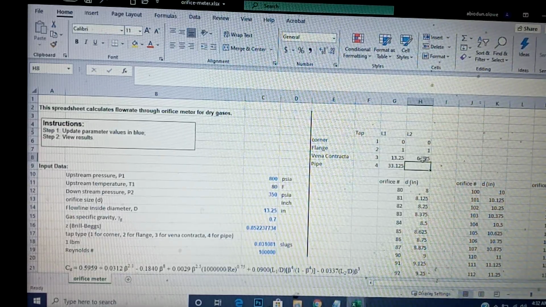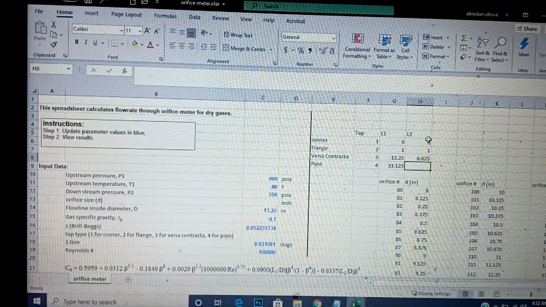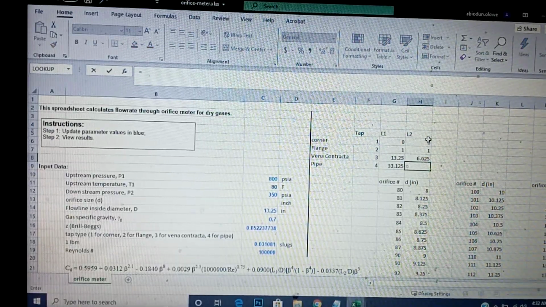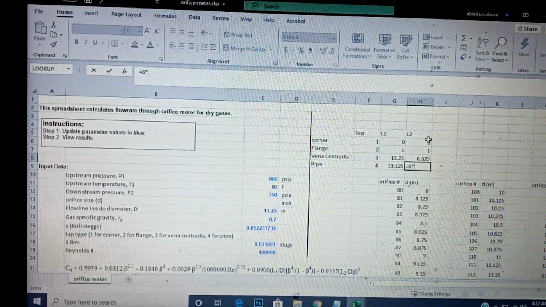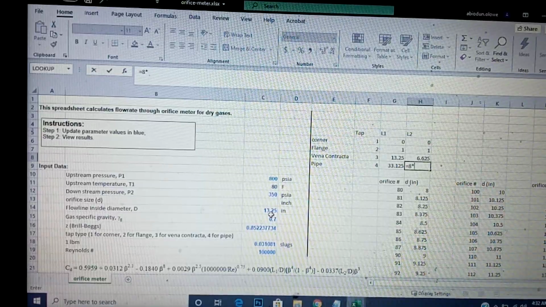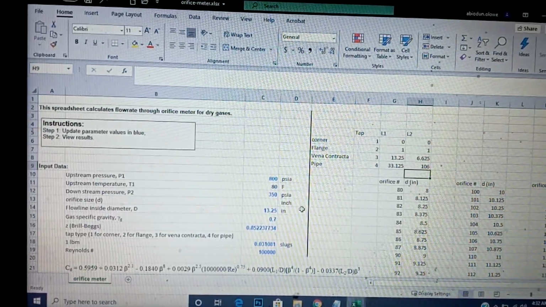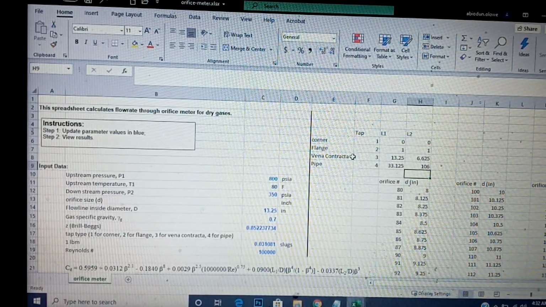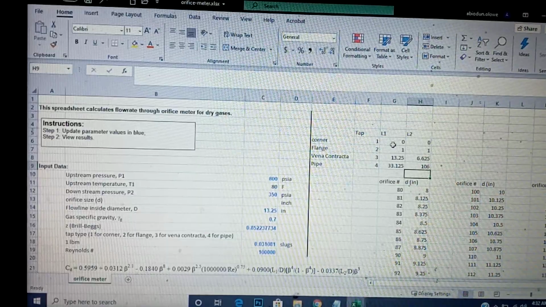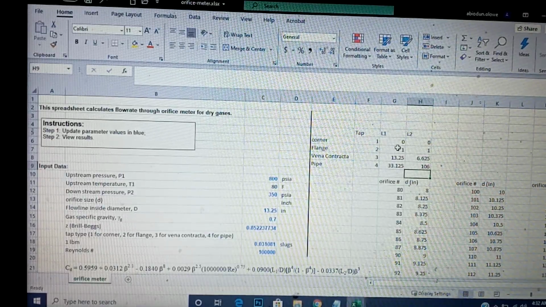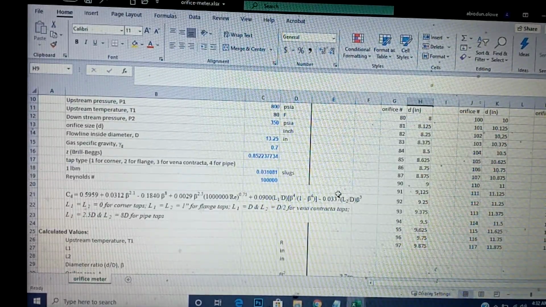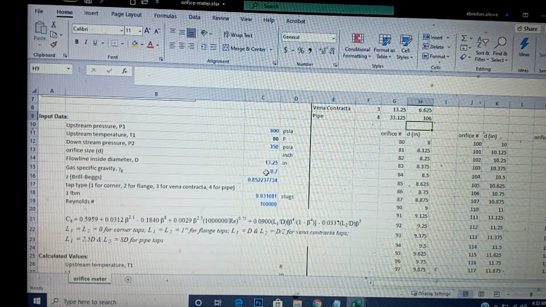Then I come here, equals 8D, equals 8 multiplied by, I click on D. I enter. Okay. So I got my table for the tabs here filled. The difference is just the distance from the plate where I'm taking the pressure. So now I've gotten all my input. Now this one, I'm just going to be changing this.